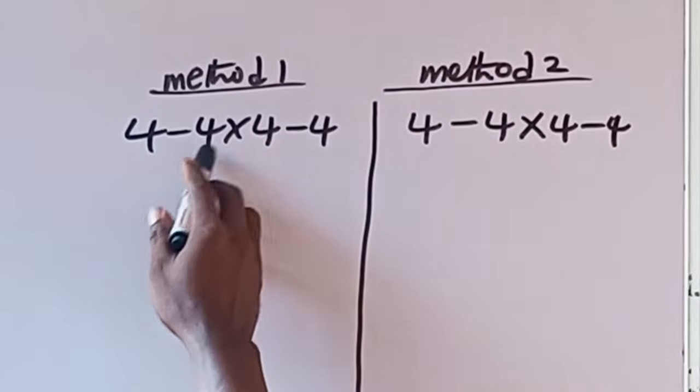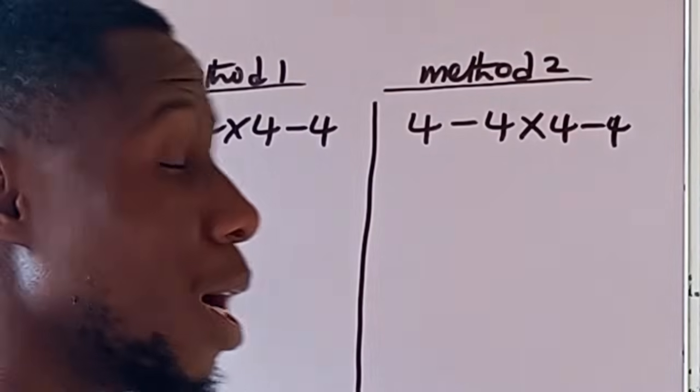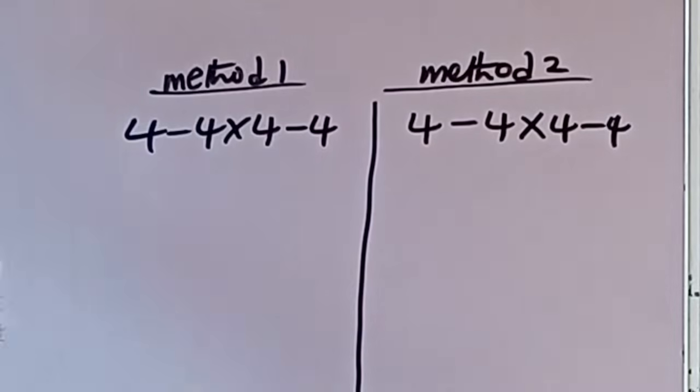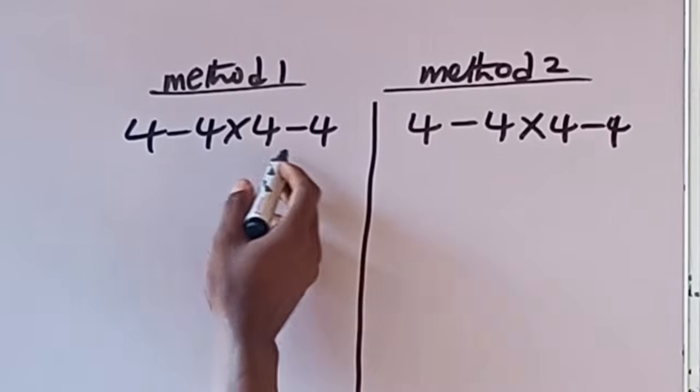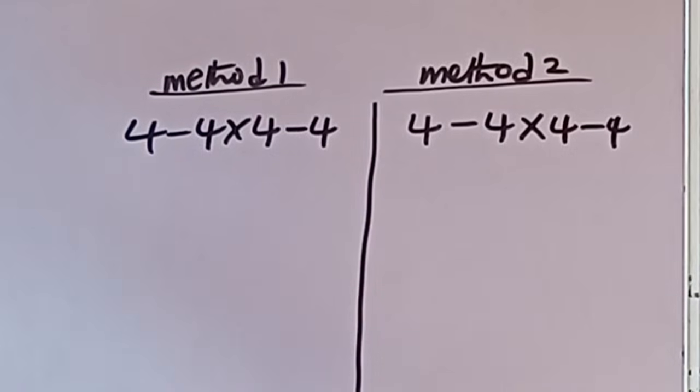4 minus 4 times 4 minus 4. Now I'm going to show us two methods with which we can solve this problem, right? So first of all, let's use this method. And don't forget, we are using the PEMDAS rule for this.